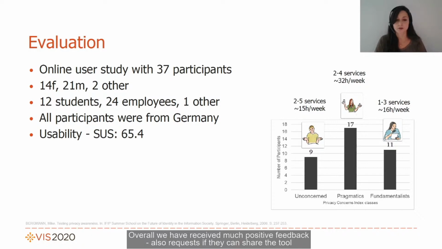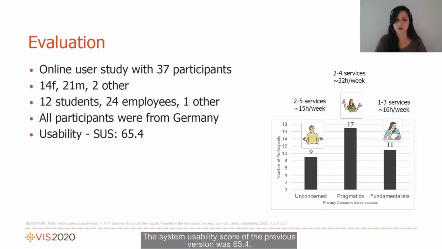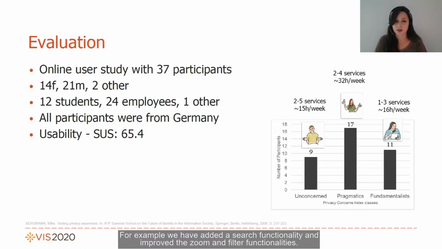Overall, we have received much positive feedback, also requests whether the user can share the tool with their friends, which is really positive feedback. The system usability score of the previous version was 65.3. For the current version, we have already improved some functionalities based on the evaluation results. For example, we have added a search functionality and improved the zoom and filter functionalities.